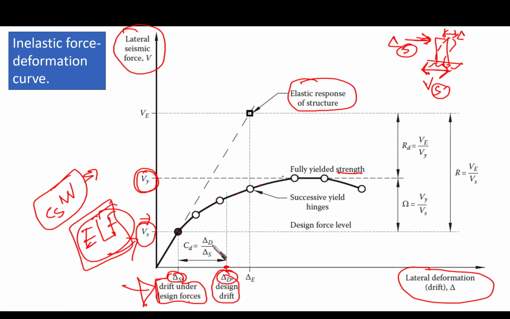This difference we can assume it to be CD, which is the displacement amplification factor. So actually we are going to amplify the drift under the design forces by CD in order to obtain the design drift. Okay? So from where we can get this CD?